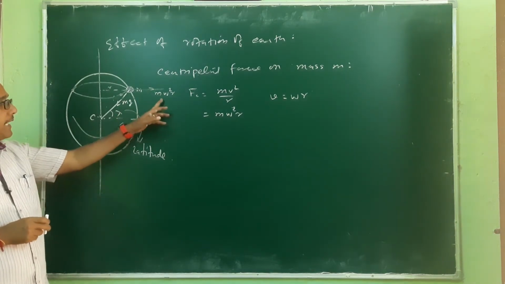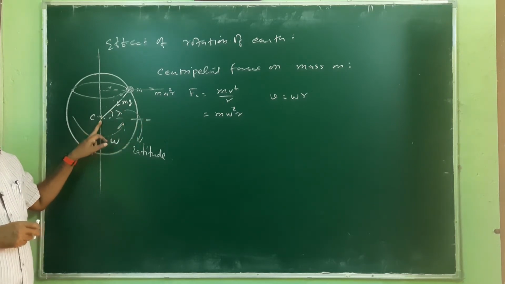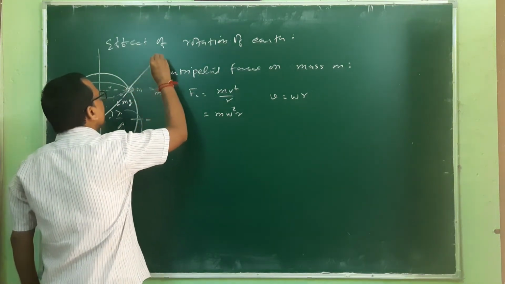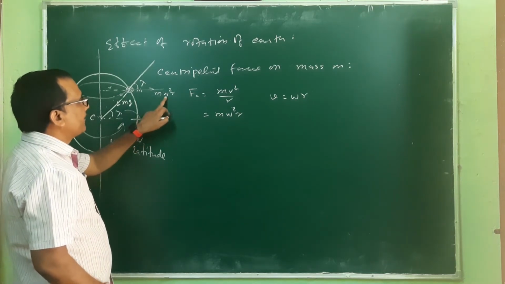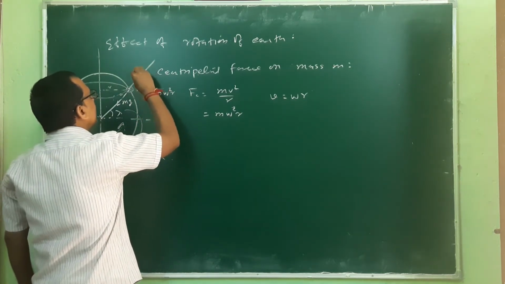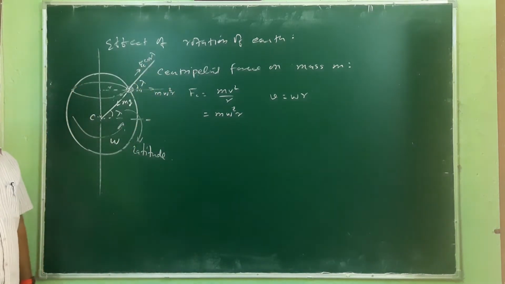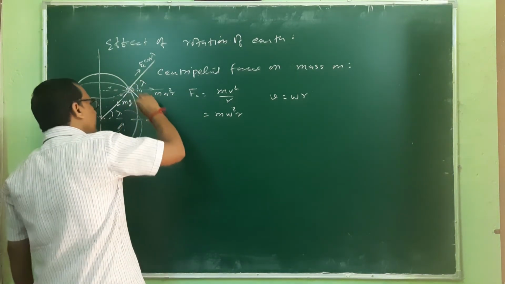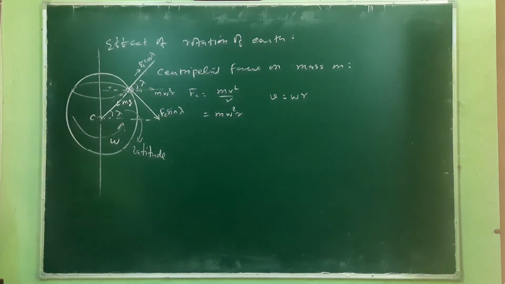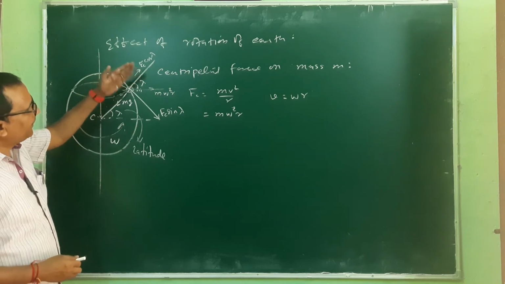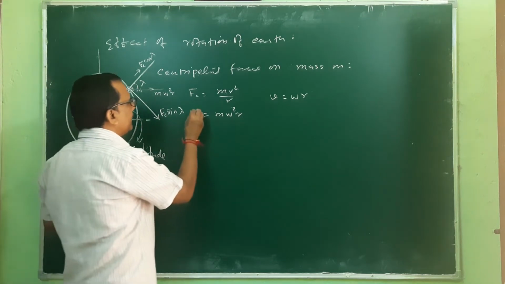We have to calculate the component of the centripetal force toward the center of the Earth. If this angle is lambda, the component of this Fc in this direction is Fc cos lambda, and at 90 degrees to it, it is Fc sin lambda. This is one vector, and toward the angle lambda, this is Fc cos lambda and this is Fc sin lambda.